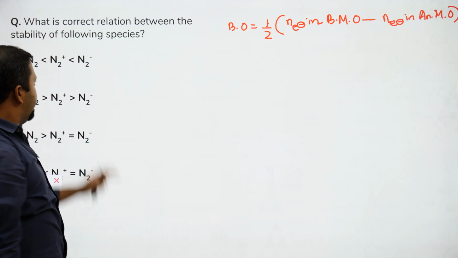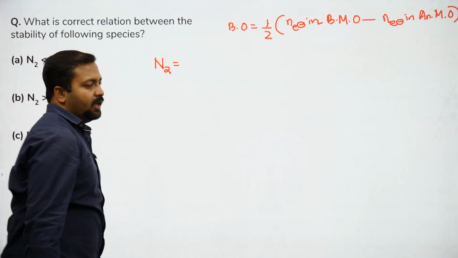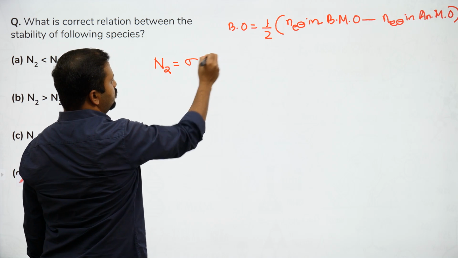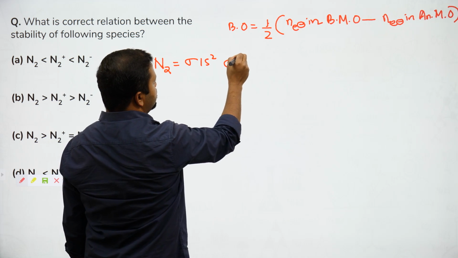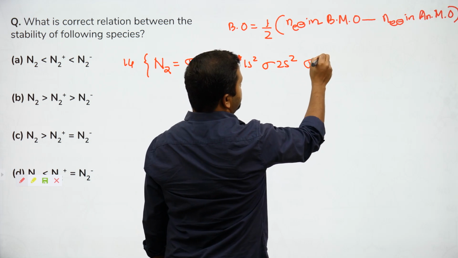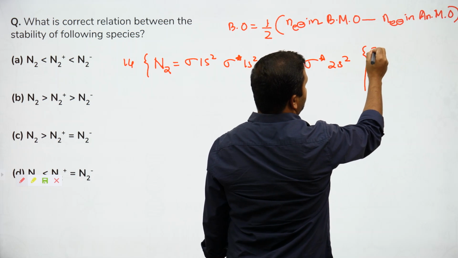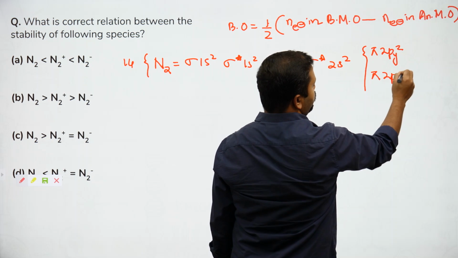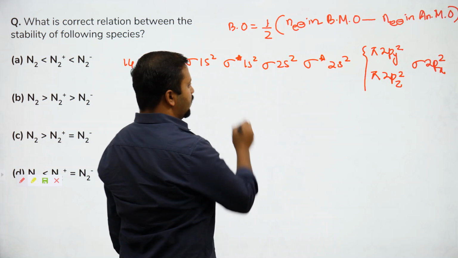Okay, now if I try to write the MO configuration for N2, I'll write it as sigma 1s2. How many electrons are there in N2? 14. Sigma 1s2, sigma star 1s2, sigma 2s2, sigma star 2s2. Okay, then comes pi 2py2, pi 2pz2, sigma 2px2. That's it.